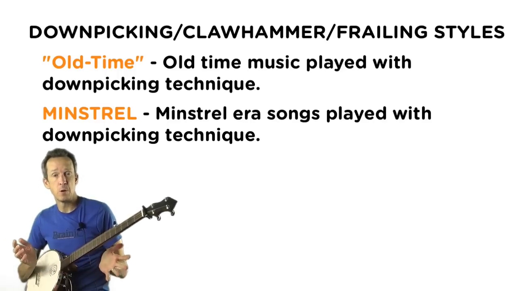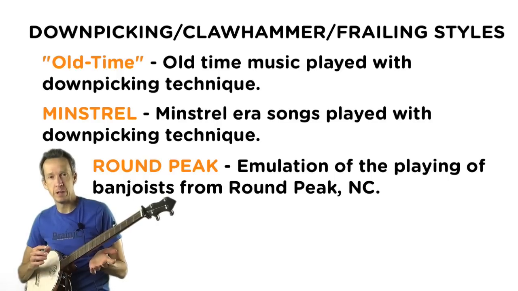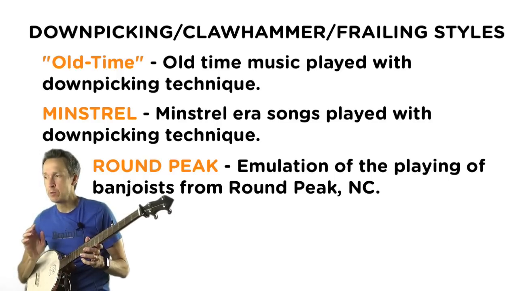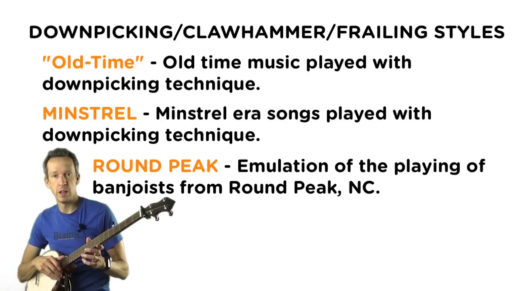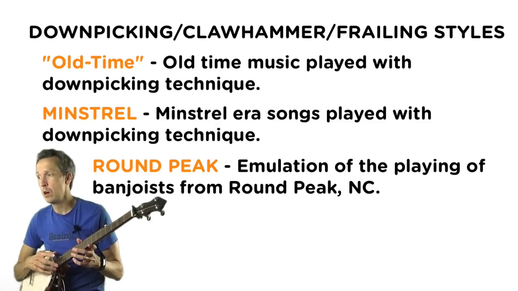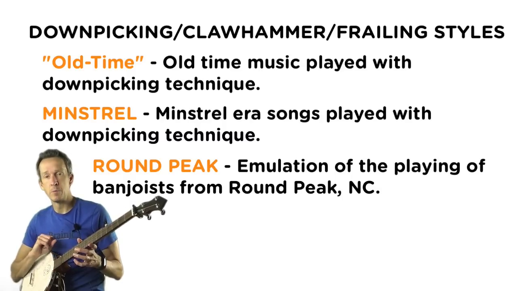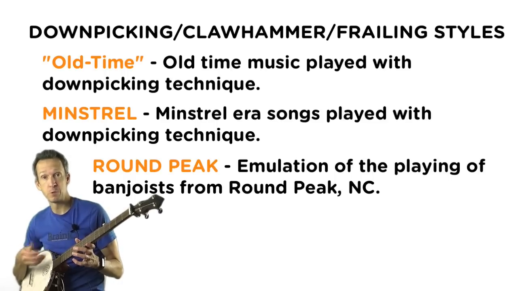So the next clawhammer or downpicking style you'll hear people refer to is round peak style or round peak banjo. So round peak refers to a particular region in North Carolina where a distinctive style of banjo and fiddle playing emerged. And again, this was a preference for a particular sound that emerged from a group of people over time, as well as the use of particular techniques that were needed to achieve that sound.